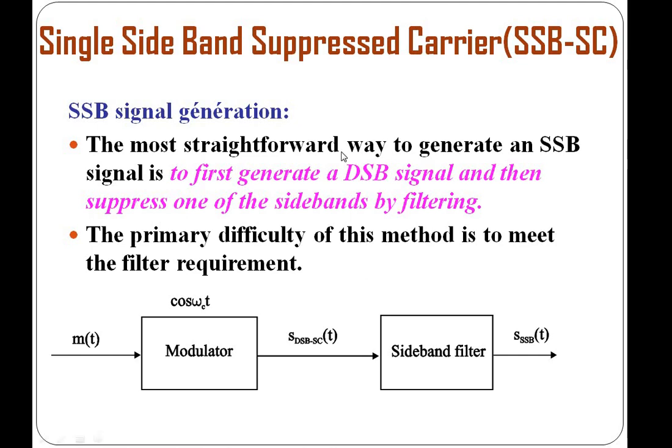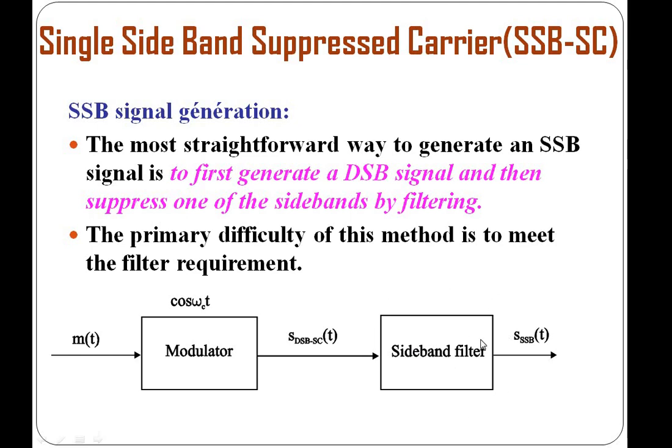So the most straightforward path to generate your SSB is first generate the DSB-SC signal, then suppress one of the sidebands by filtering. This is your message signal m(t), and this is your carrier signal cos 2πfct or ωct. Both are given to your modulator. This combined gives you your DSB-SC signal, where you are removing the carrier here itself. Then this is given to a sideband filter.